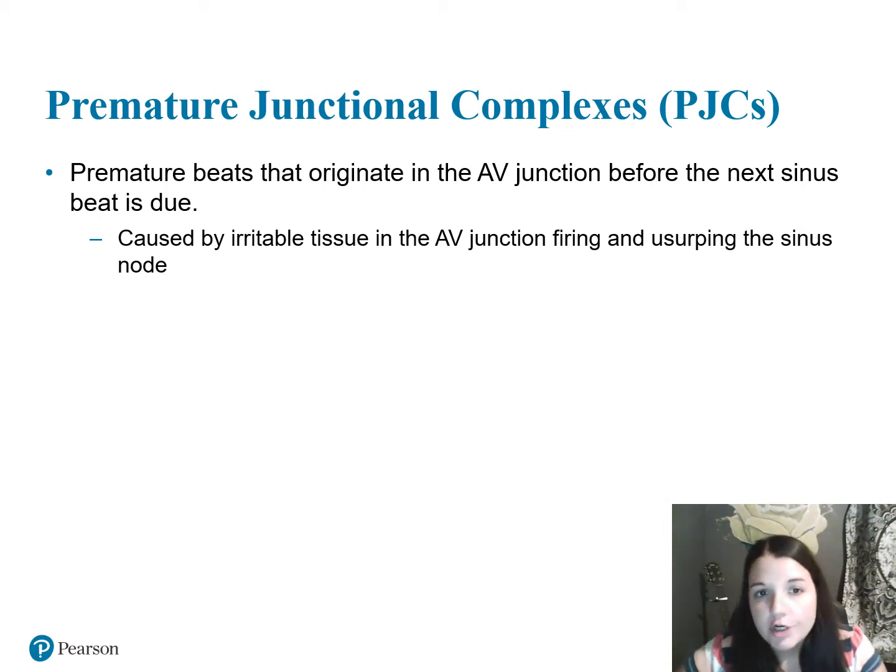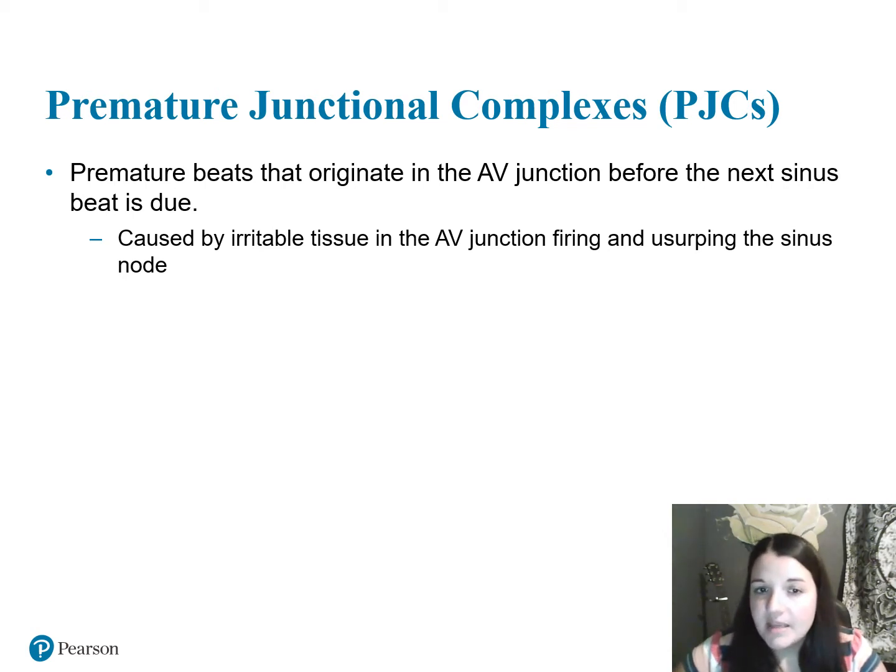A premature beat that originates in the AV junction before the next sinus beat is due is called a PJC. This is caused by an irritable tissue or irritable foci in the AV junction firing an impulse and usurping the sinus node. I'm not sure if I told y'all that, but when I think of usurping, I think of hiccups. Think of your breathing pattern. When you have the hiccups, you have little breaths in between each hiccup, coming before you can get a full breath in. That's usurping.